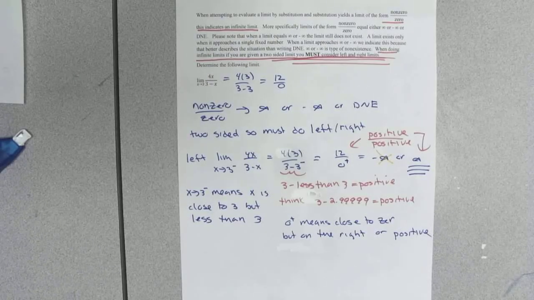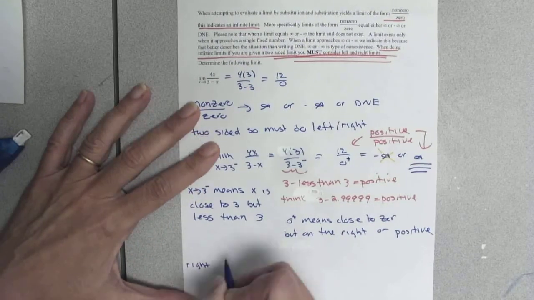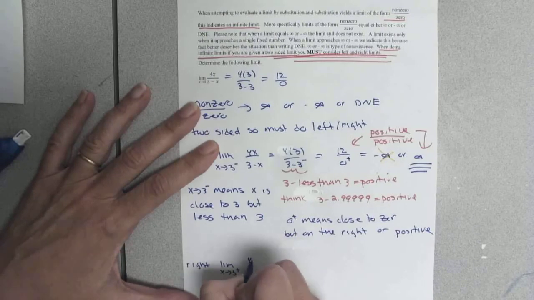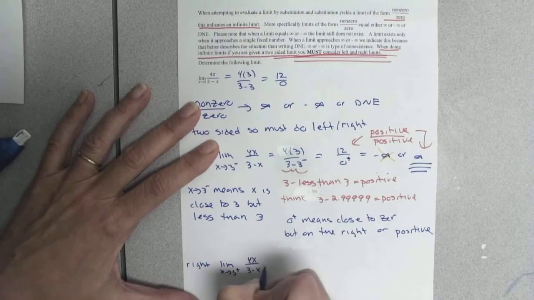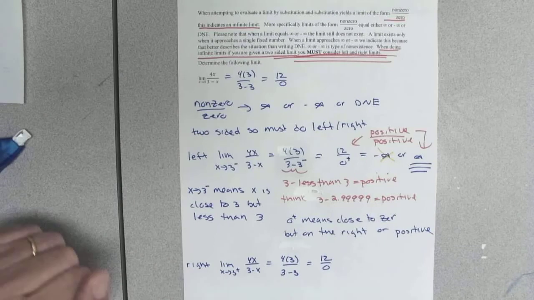Okay, picking up right where we left off. So we did the left. Now we will do the right. And so the limit as x approaches 3 from the right of 4x over 3 minus x. Again, we're going to substitute. And again, I get that 12 over 0.